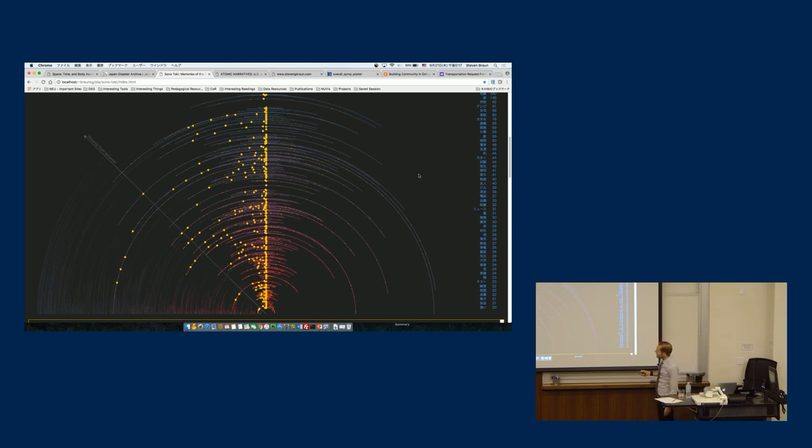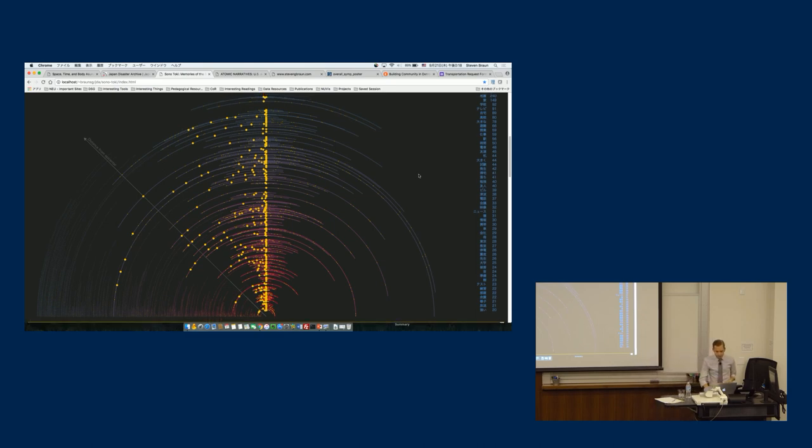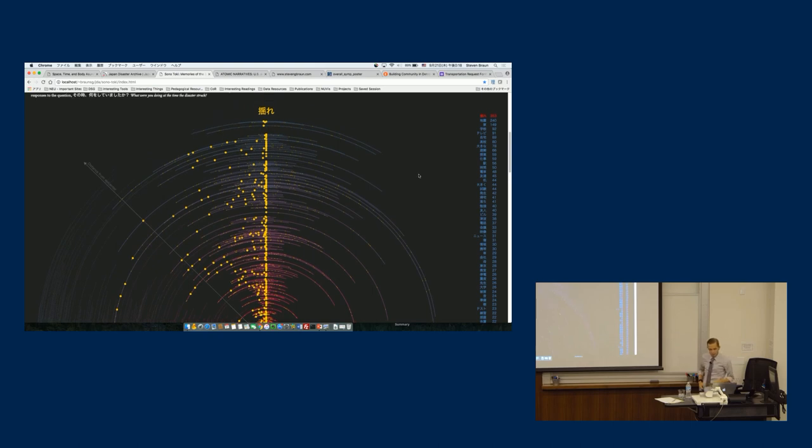Every arc is a single testimonial. The length corresponds to the length of the testimonial. So longer arcs mean more words in a testimonial. And these arcs are really just sequences of dots, each dot representing a single word in the testimonial. And what I've done here is I've pulled out particular words that appear across all the testimonials.